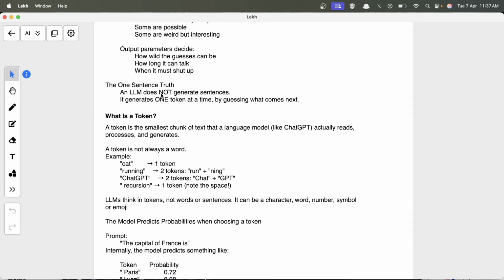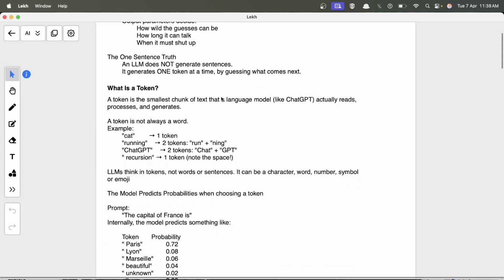The one-sentence truth is that an LLM does not generate sentences. It generates only one token at a time by guessing what comes next. When you expect an answer from the LLM, it doesn't generate a paragraph or a sentence in one go. It takes into account the context you provide in the input, or whatever context it has from its past conversation, and then chooses the best token that can fit into the answer, one at a time. When all the tokens are completed, it forms a sentence, but it doesn't form a sentence in a single go. It generates tokens one by one.